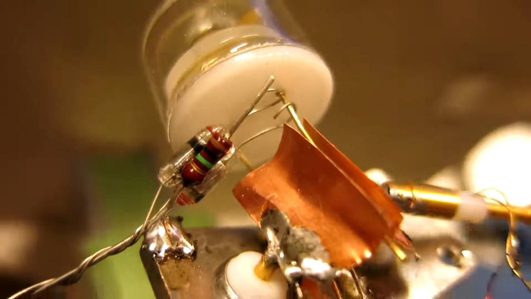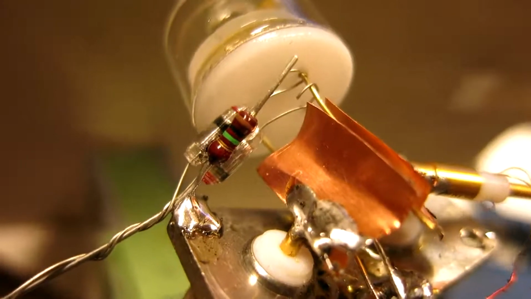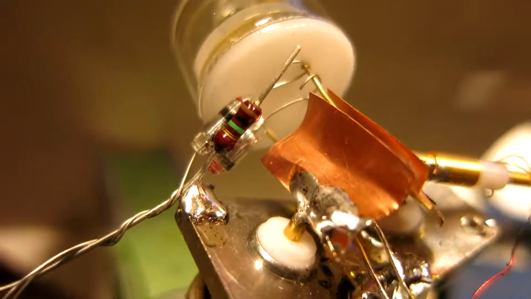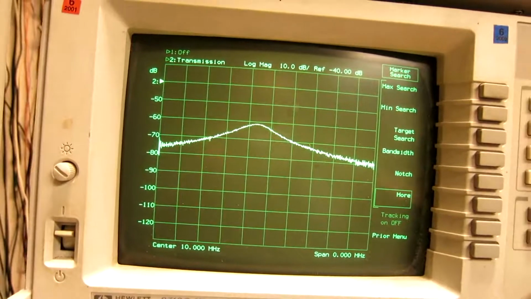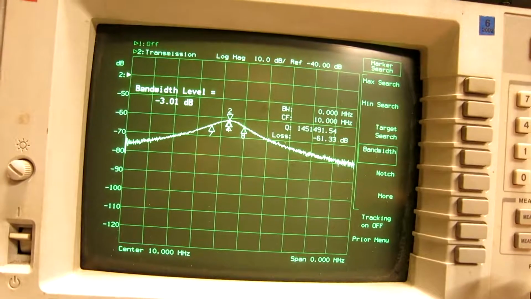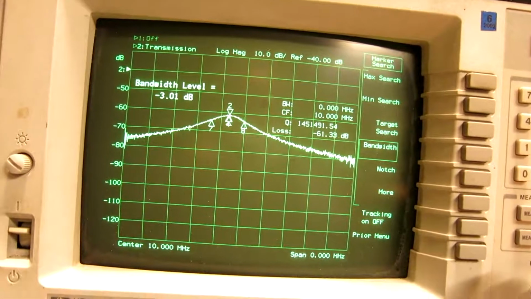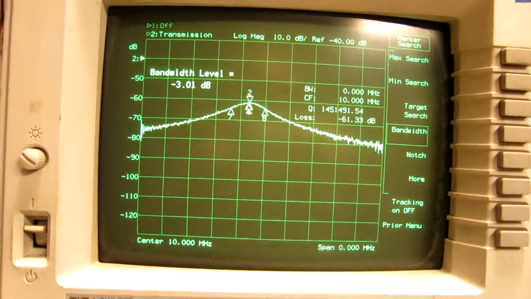Now I have loaded the crystal with two small capacitors, 4.7 pF polystyrene. It seems the impedance is much lower, but I haven't lost Q. It's 1.45 million. Maybe it's even a little higher.